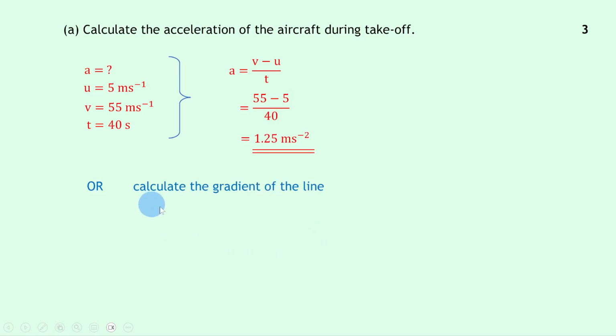Or there's another way you could do this, which is calculating the gradient of the line, where you can choose 2 points on the line of best fit, plug them into your gradient equation m equals y2 minus y1 over x2 minus x1, and you should get exactly the same answer here.